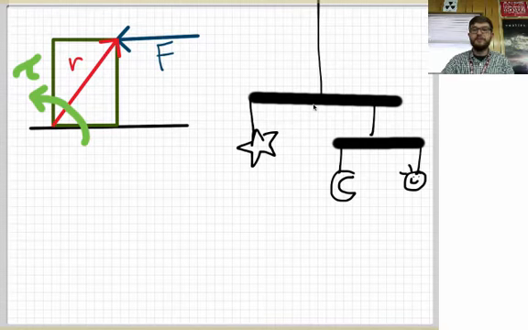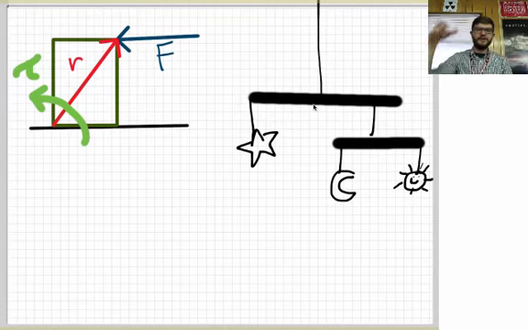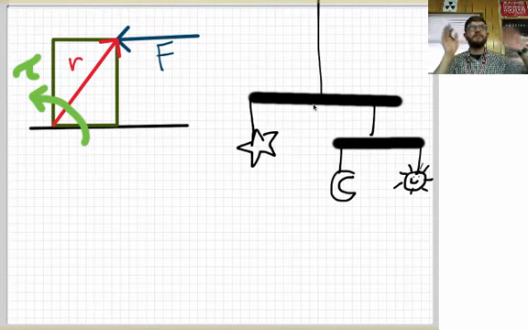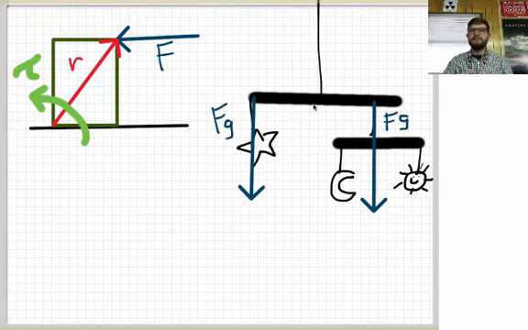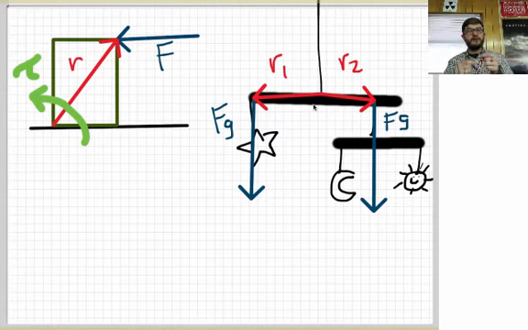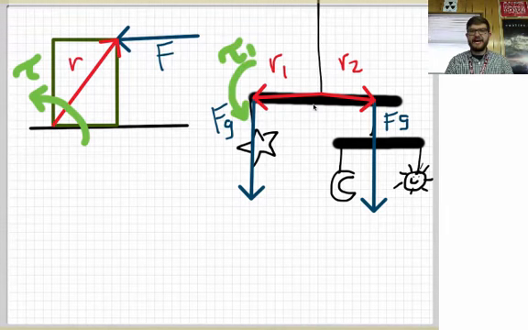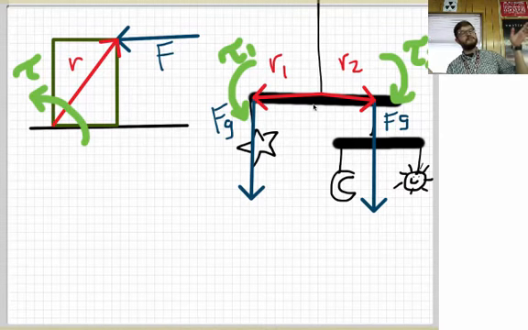Another example where torque is used is the little mobile that sometimes people hang over their cribs for a little baby, and it makes them preoccupied, they don't cry, and you win as a parent. So if you have a mobile, both parts of the mobile are pulling down with the force of gravity. So you have these two forces, and from the pivot point, which would be wherever that string is attached, you have these two radiuses. That means each of these sides is creating a torque. And the whole point of a mobile is that those two torques need to be balanced and equal if you don't want it to collapse on your child.